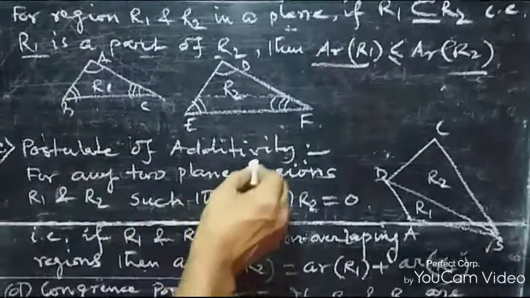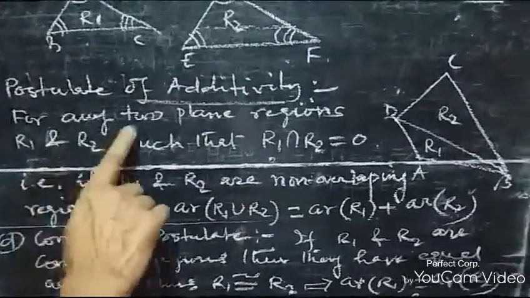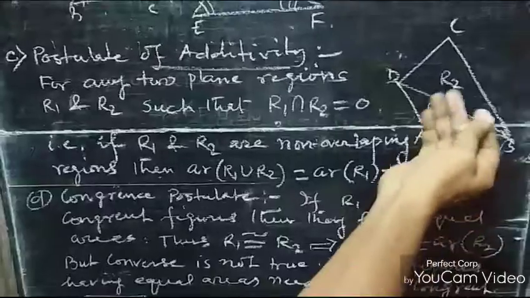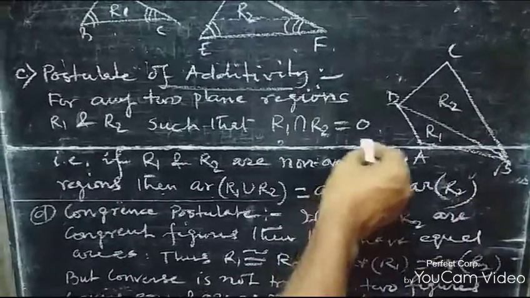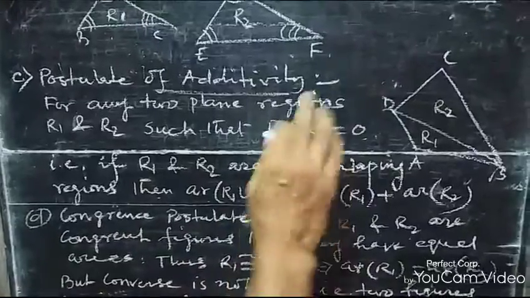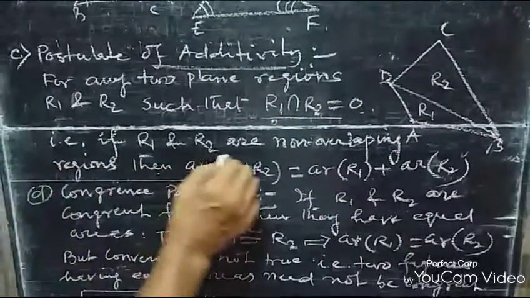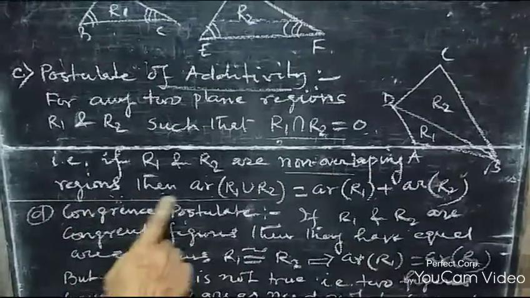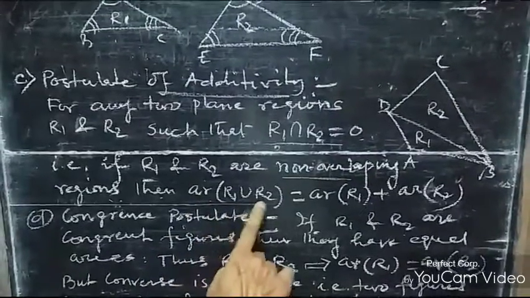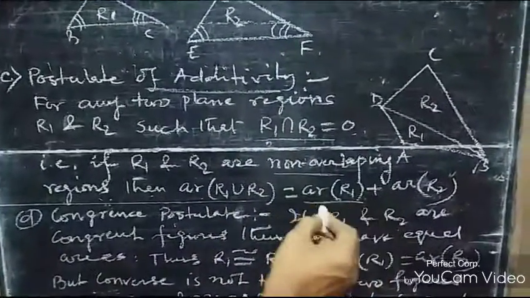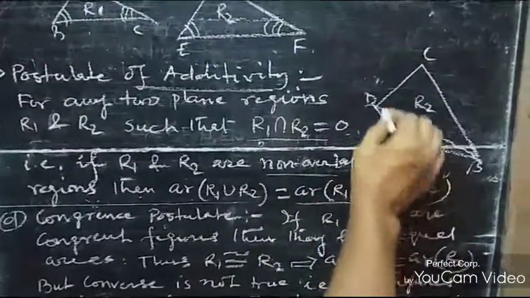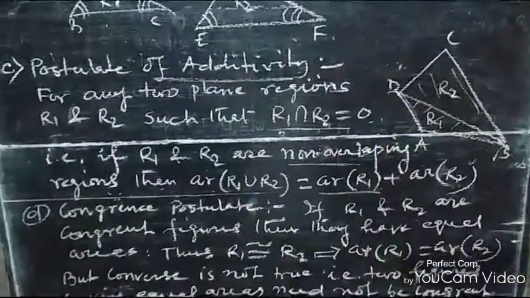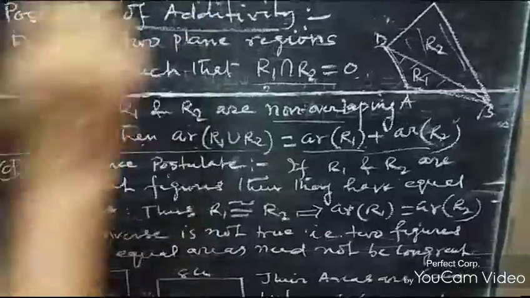Then the postulate of additivity. What does additivity mean? For any two plane regions R1 and R2 whose intersection is empty, that is, they don't have any common region, they are non-overlapping regions. Then the area of R1 union R2 is the sum: area of R1 plus area of R2. So R1 and R2 together form the whole figure ABCD, and that is its total area. That is called additivity.